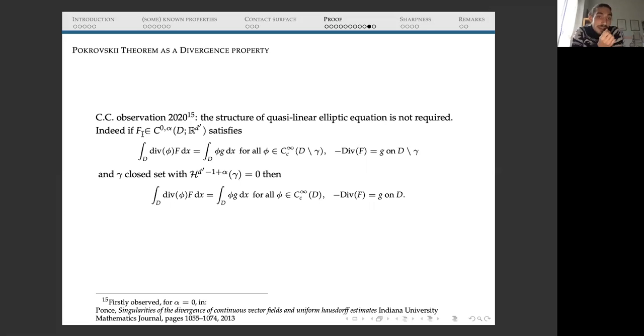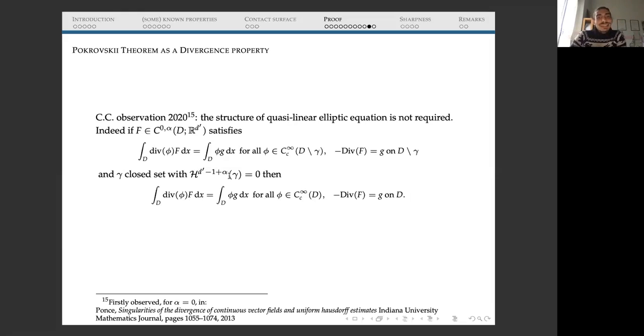If you have a vector field F, which is C alpha, and you know that the distributional divergence of F is G on D minus gamma with some mild regularity on G, then you can extend the distributional divergence to the full set, provided the set where you don't have information is d prime minus 1 plus alpha negligible.